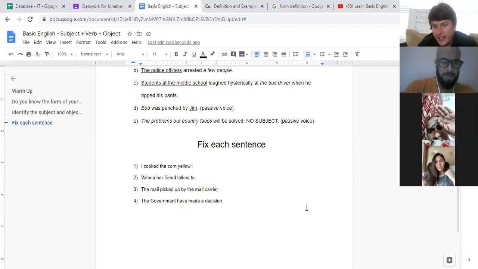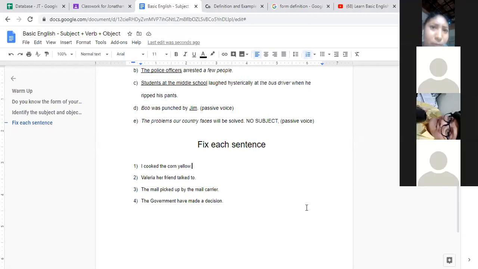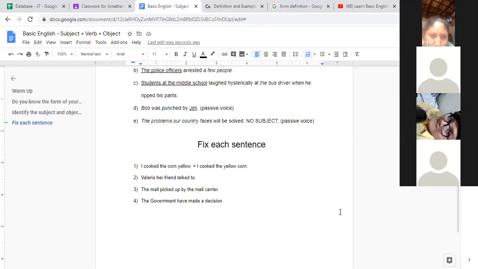Not quite. Let's, Amel, did you want to? Yeah, the yellow corn. Yes, look. In English, we can't say the corn yellow. You have to put the adjective before the noun, right? I cooked the yellow corn. I cooked the yellow corn. So again, that's important.